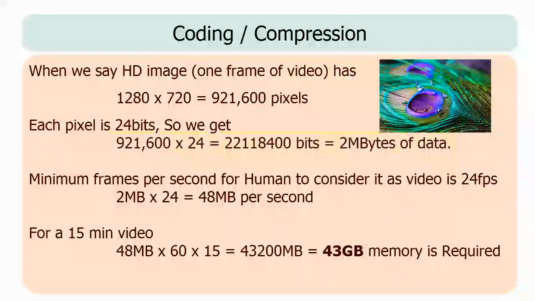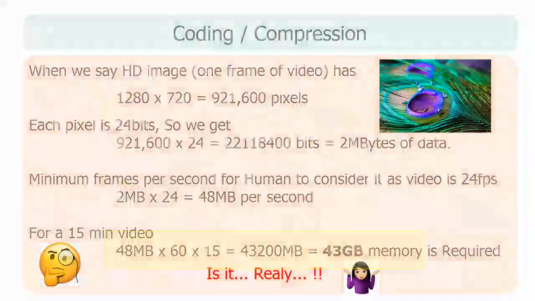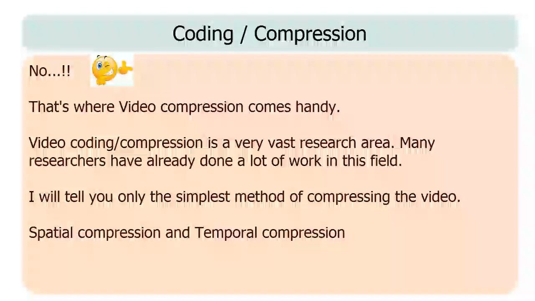The minimum frames per second for humans to consider it as a video is 24 frames per second. So 2 MB into 24 uses 48 MB per second. If you're watching a 15 minutes video, you would require 43 GB of memory. Really? Wondering? Well, we don't require 43 GB. We see high definition movies, but still within 1 GB a day. That's where video compression comes in handy.